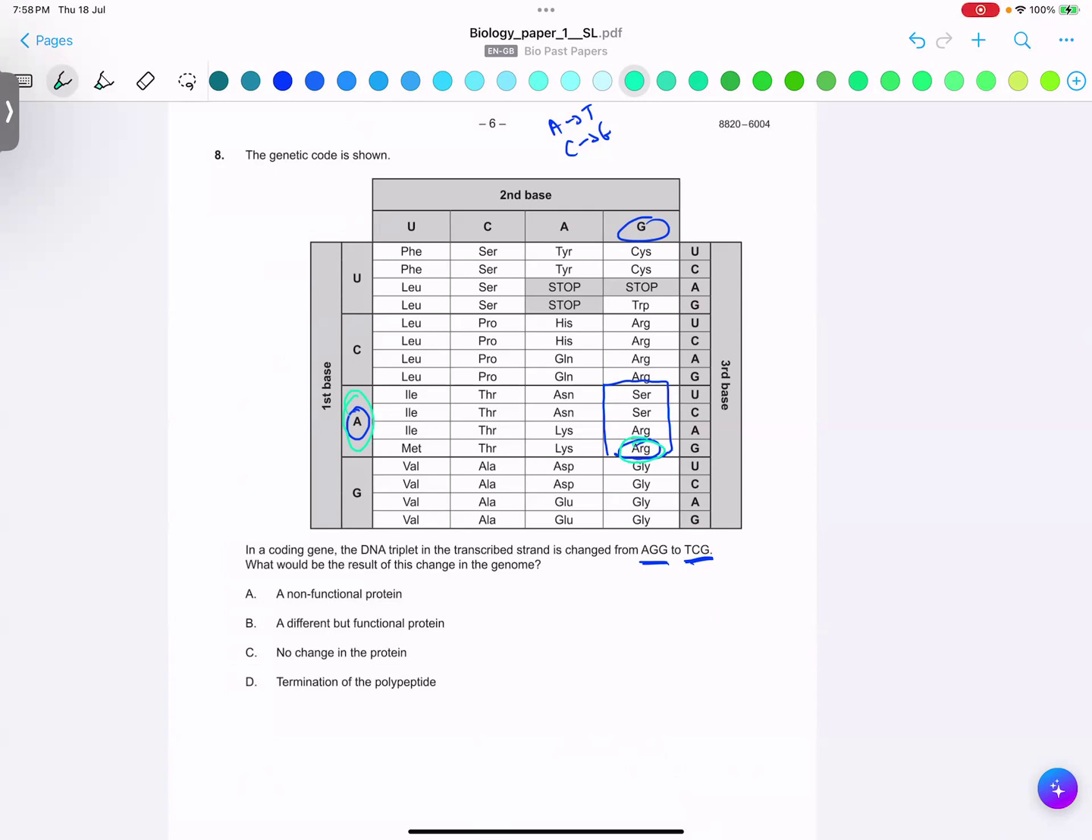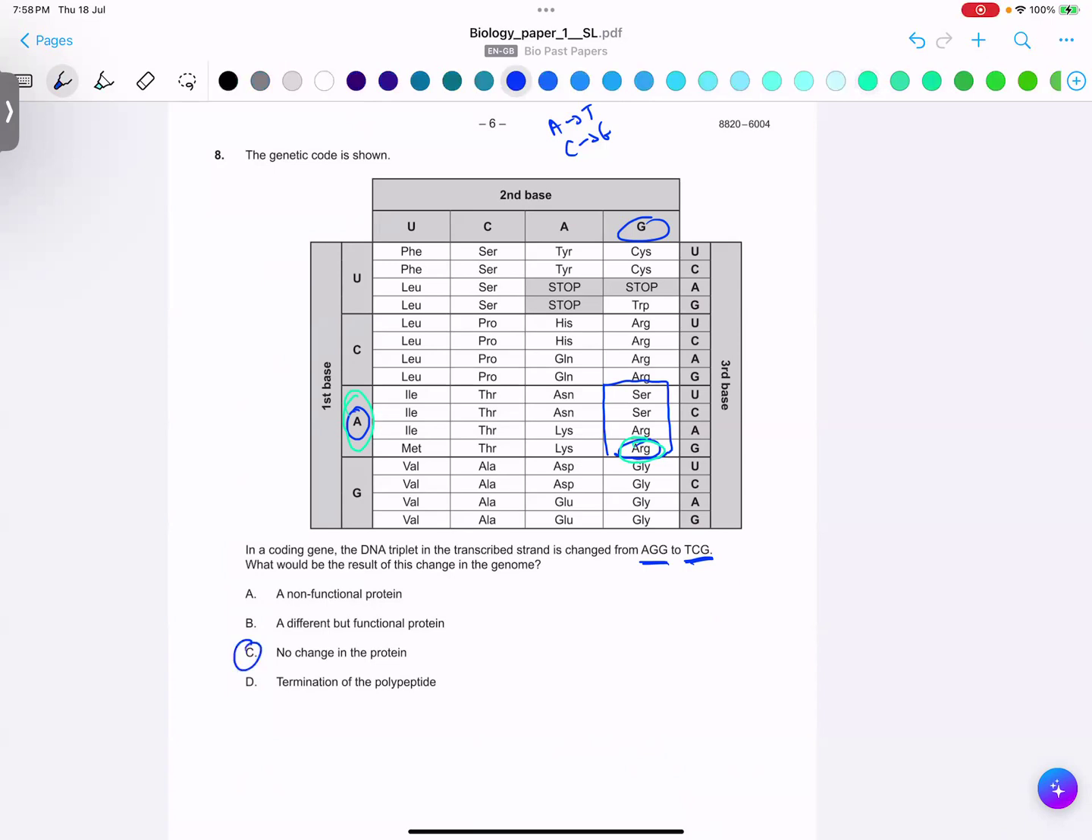Because our answer is that there would be no change to the protein. So this is our answer, because the protein would actually stay the exact same in this case. So this is why it does not really change, because T is in fact A, and C is in fact G. Okay, so this is how it stays the same.